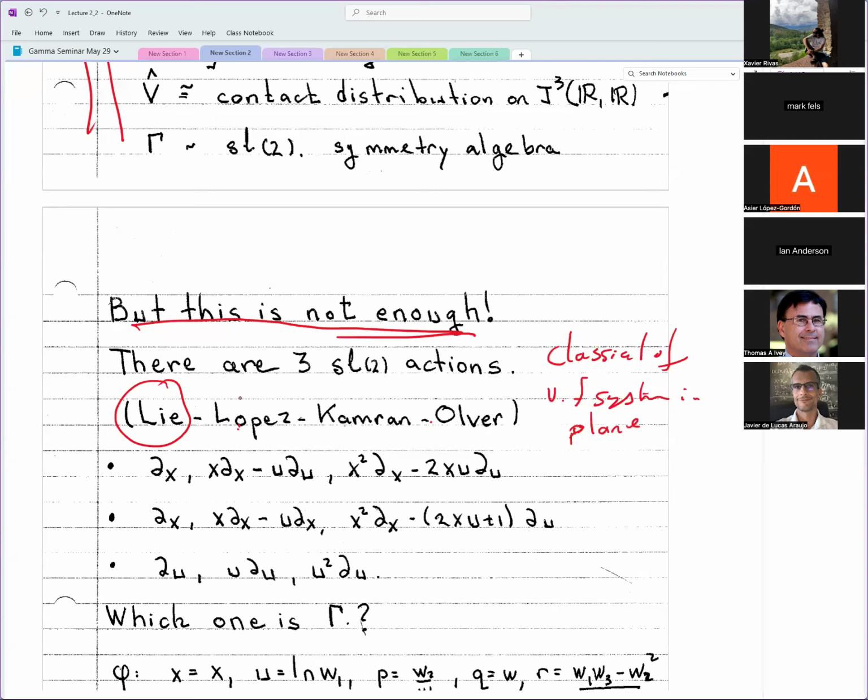Lie, as was always done in the classical literature, was working over the complexes, allowing for complex changes of coordinates. And this modern treatment, it was over R. And over R, there are 3 possible SL2 actions. There's this one. I think that's the upper half plane action. There's another action here. And then there's this action here. And this is the projective SL2 action on the line.